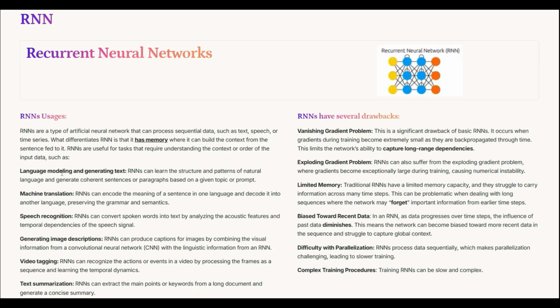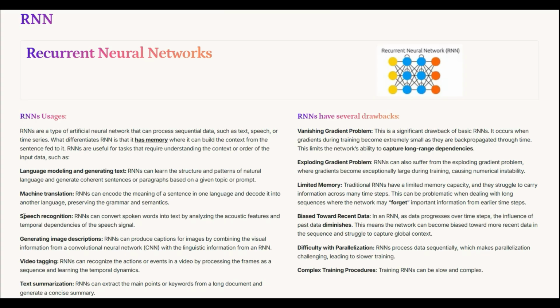They can be used in language modeling and generating text, where it can learn the structure and patterns of natural language and generate coherent sentences or paragraphs based on a given topic or prompt. RNNs can also be used in translations, where it can encode the meaning of a sentence in one language and decode it into another language, preserving the grammar and semantics.